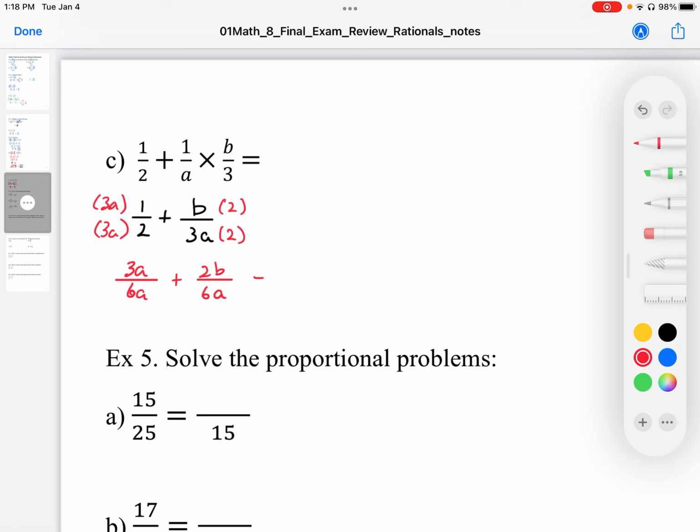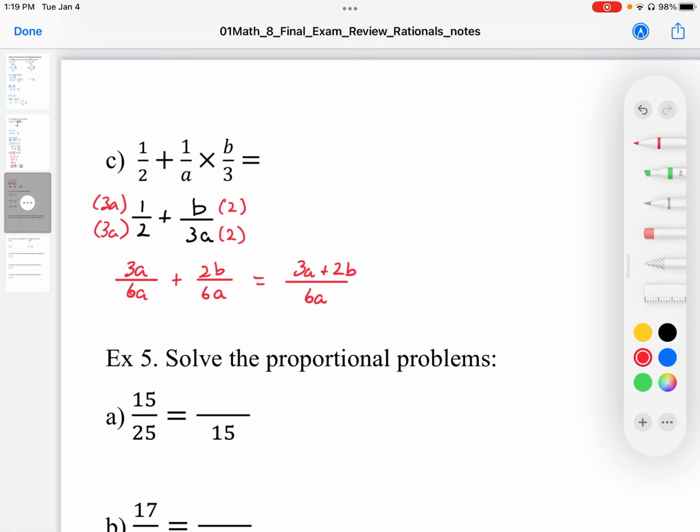Since I have a common denominator, I just need to add the numerators. So the denominator stays the same. It's going to be 6a. When I add the numerator, I can only add things that are like terms or the same. I have 3 a's and 2 b's. I cannot count 3 a's and 2 b's the same, so I just keep it separate. 3a and 2b. There's my final answer.